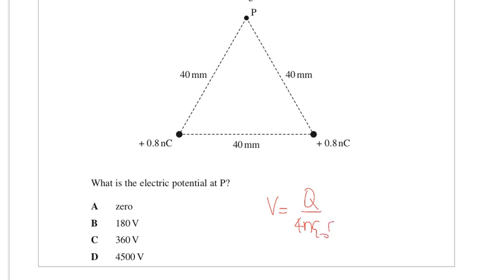So the charge is 0.8 times 10 to the power of minus 9, because it's a nanocoulomb, divided by 4 times pi times 0.85 times 10 to the minus 12, times 40 times 10 to the power of minus 3, which is equal to 180 volts. However, there are two charges, both of which are trying to accelerate it, so that's going to get multiplied by 2, ending up with 360 volts.